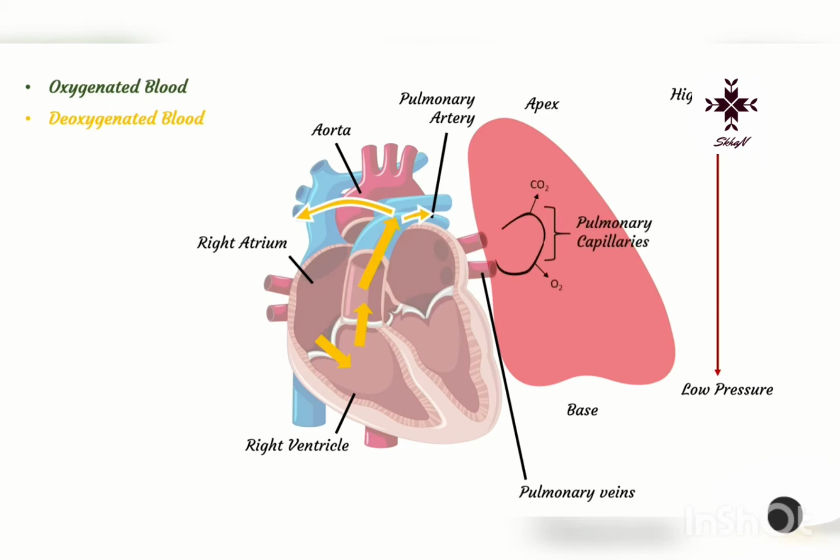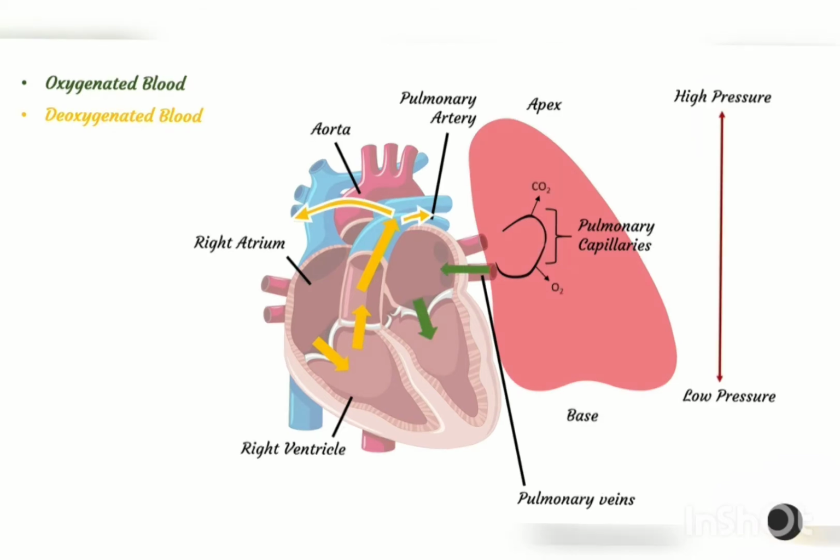Over here, the gaseous exchanges occur. The carbon dioxide is released from the blood and oxygen is absorbed. The blood becomes oxygenated now. This blood then passes from the capillary bed through venules into the pulmonary veins, transporting it to the left atrium of the heart.